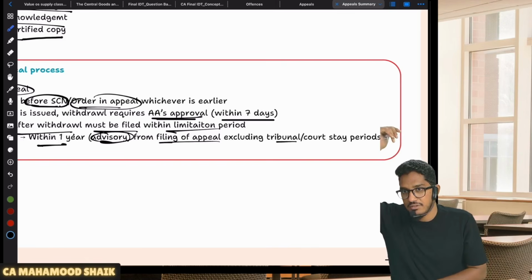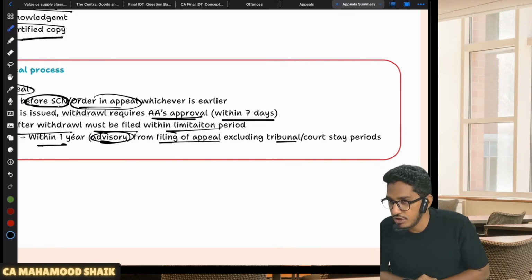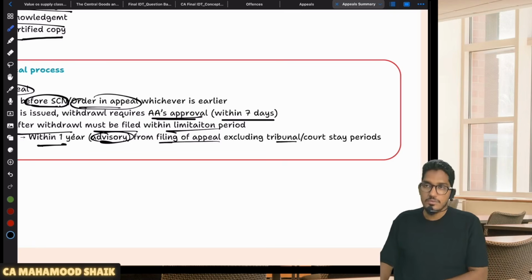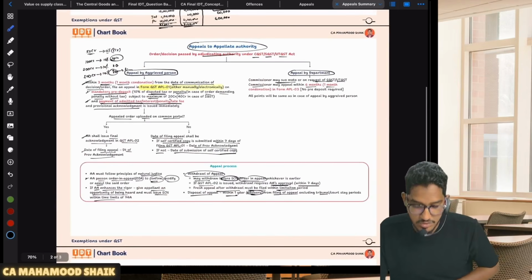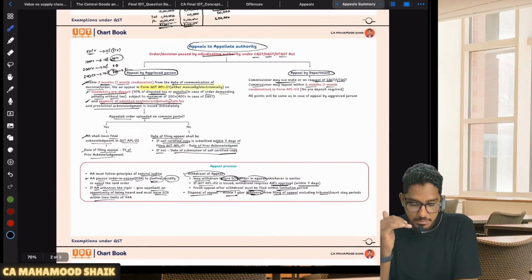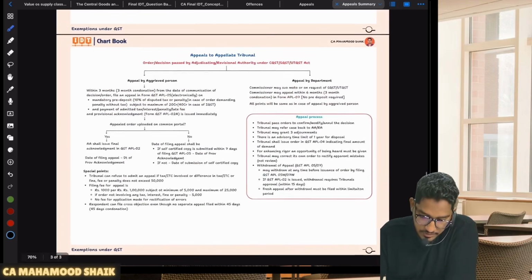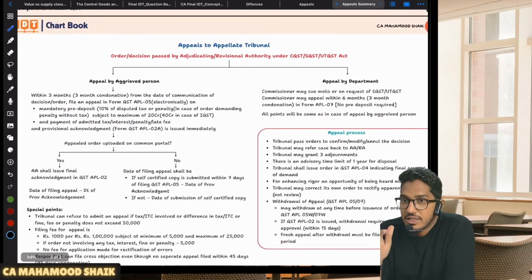In demands and recovery also we have seen it. So during the pendency of proceedings, if any stay has been given by the tribunal or court, that period we have to exclude. For issuing show cause notice and passing an order, time limits, we have to exclude it. Till here, are you comfortable, able to understand? Right. So this is the process for filing an appeal before the appellate authority. Comfortable, no?